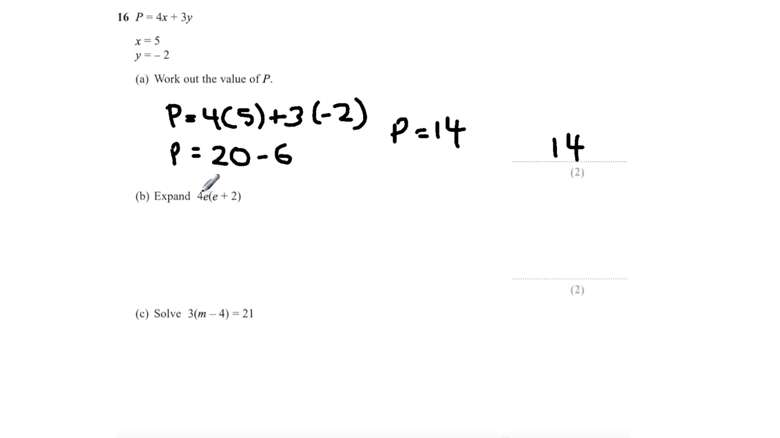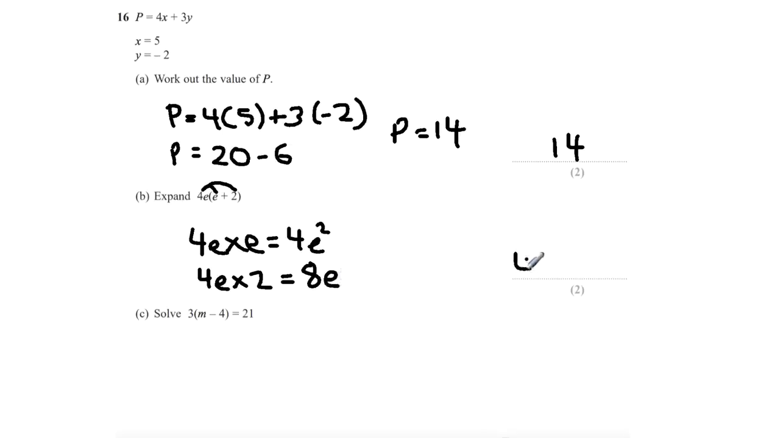16b, expand 4e(e plus 2). So the first thing we need to do, we need to multiply 4e by e. 4e times e gives us 4e squared. Second step is to multiply 4e by 2. So 4e times 2 equals 8e. Now we're just going to add them together. So we have 4e squared plus 8e.